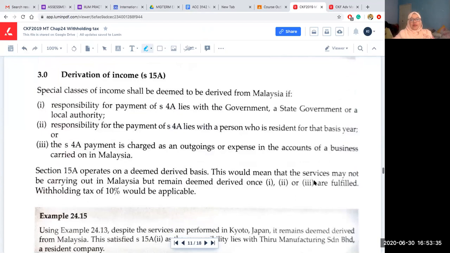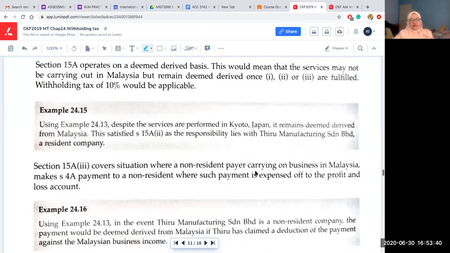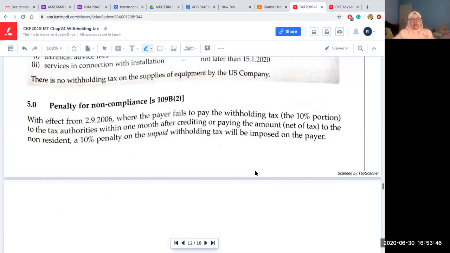Derivation same, government, state government, resident, and the third one is outgoing expense. Okay, penat. Okay, nak habis dah. Penalty sama je. Okay, capex.